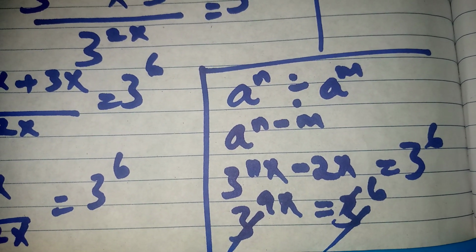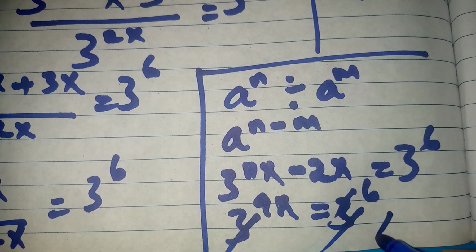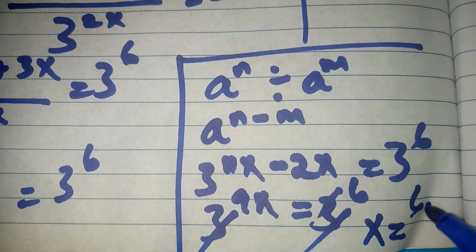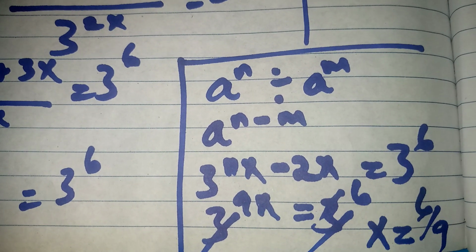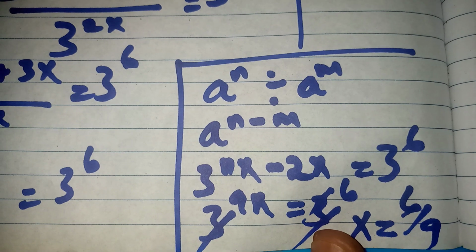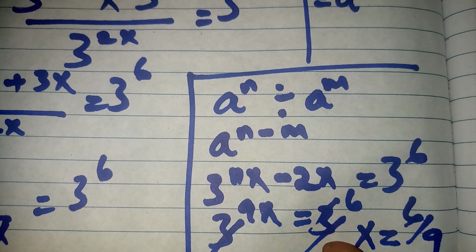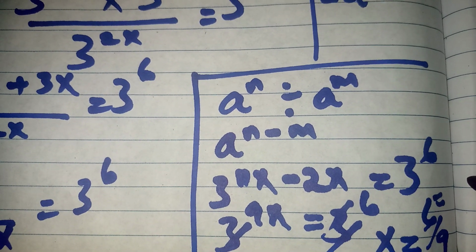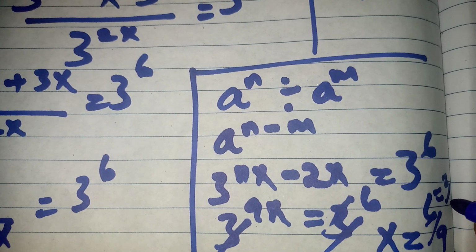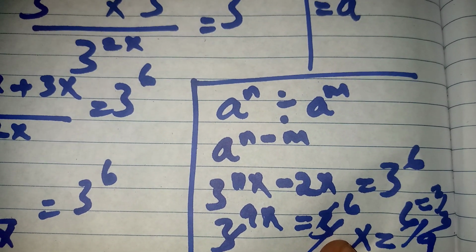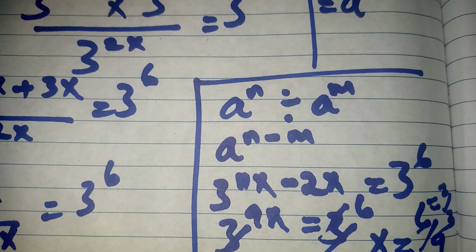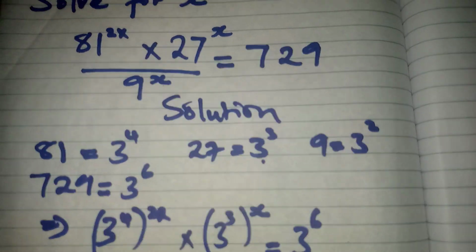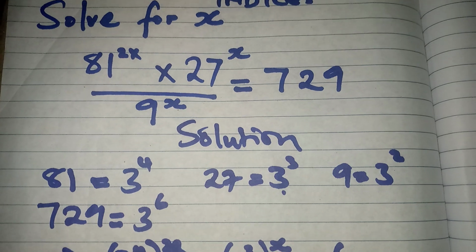I'll drop the bases, and my x now becomes 6 over 9. 6 over 9 can simply be written as 2 over 3. And when you take this, then that becomes the solution for our equation here.